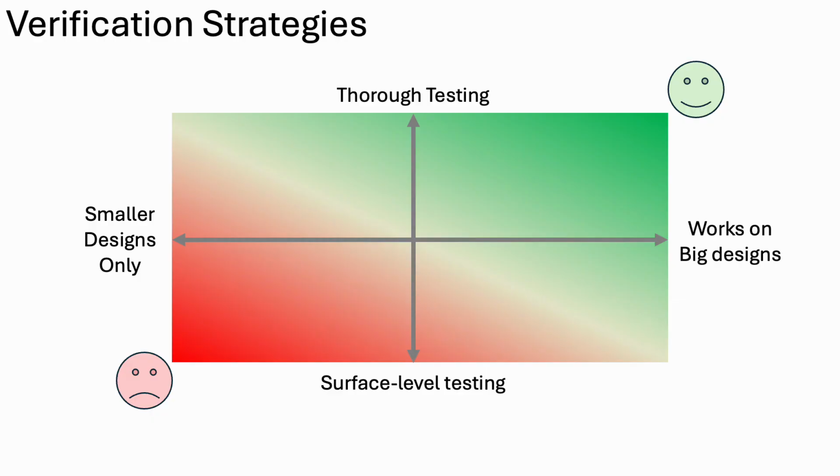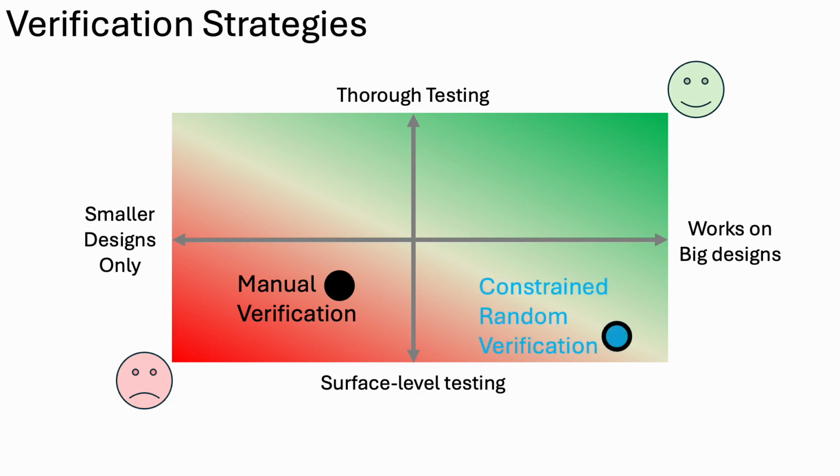So you can see if you put the strategies we know so far on these two axes, manual verification sits here where it doesn't really scale well to bigger designs just because of the human bottleneck, and it's also surface level in that humans can't come up with all of the edge cases. And then we have constrained random verification, which is even more surface level, but at least scales to larger designs. So the next type of strategy is actually the polar opposite.